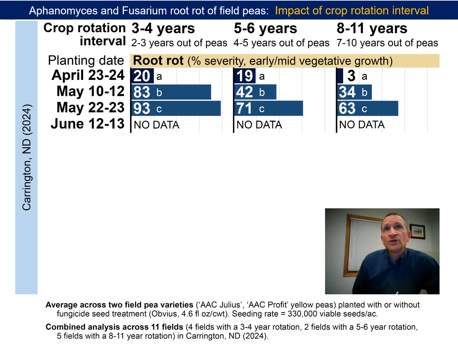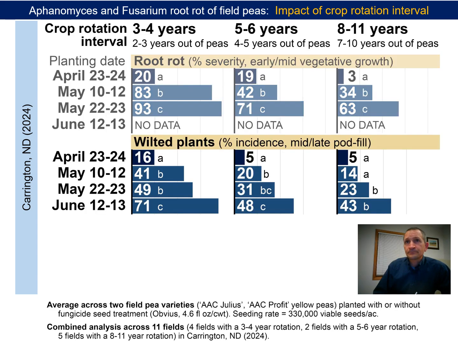And what you can see immediately if you look at this is that the root rot severity decreased as you increased your crop rotation interval. So what this suggests is that, again, crop rotation interval can help manage this root rot complex.